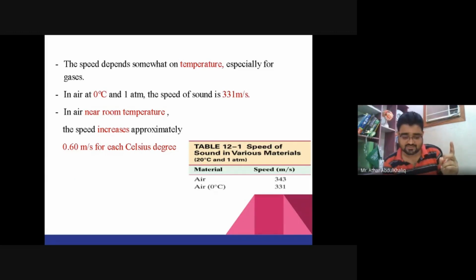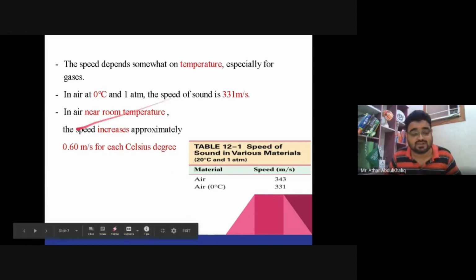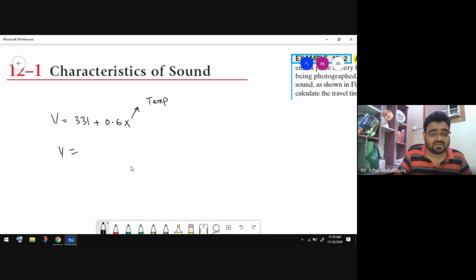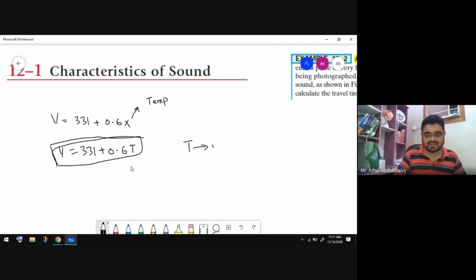At 1 degree Celsius, it will be 331.6. So each 1 degree rise in temperature increases the speed by 0.6 meters per second. If temperature rises to 2 degrees, it will become 332.2. So for each 1 degree Celsius rise, there is an increase of 0.6 meters per second. V is equal to 331 plus 0.6 times the temperature, when temperature increases by 10 degrees Celsius.